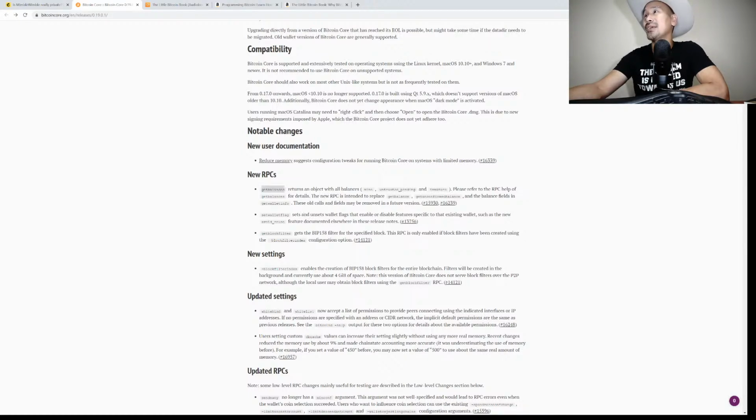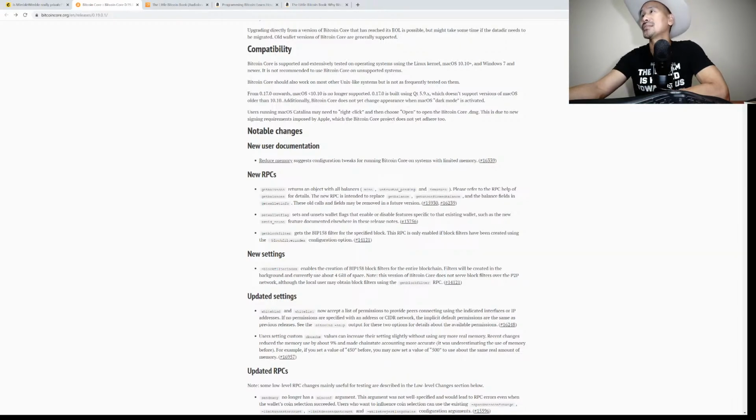New RPCs, get balances, so you can get mining, untrusted, pending, and immature balances. That's kind of nice, depending on what you're receiving to the core wallet and so on.